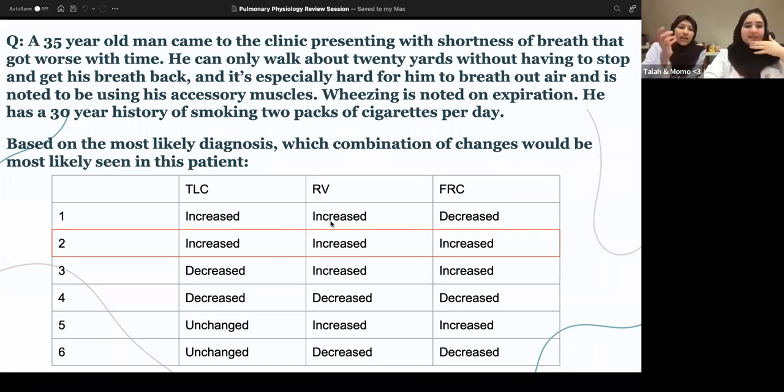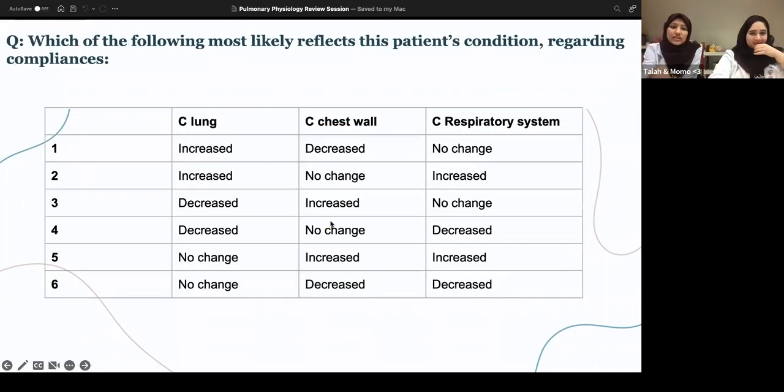Okay. Now, this is a follow-up question regarding compliances. If your diagnosis is emphysema, and based on your previous answer, what would be the compliance of the lung, chest wall, and respiratory system?